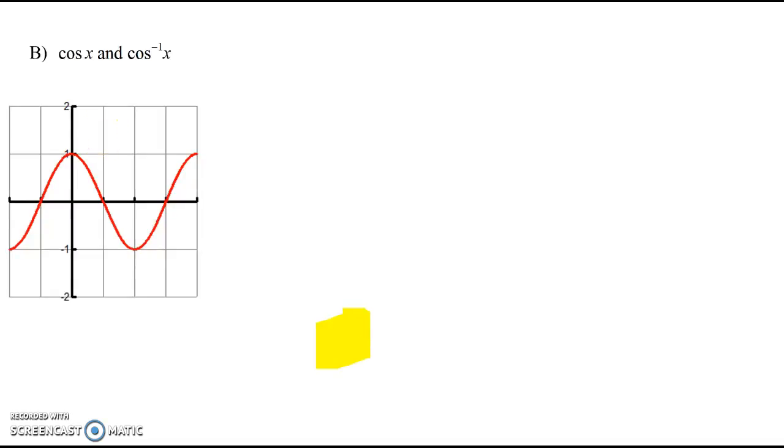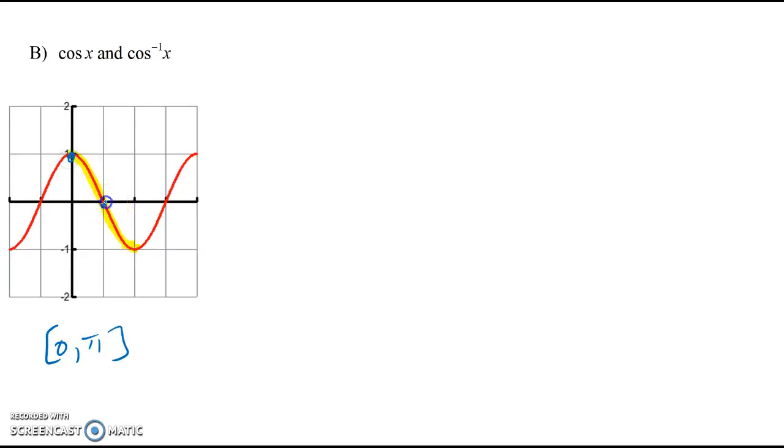So if we look at this graph here, the cosine graph can't use the same interval as the sine graph. If I were to use that same interval and go from negative pi halves to pi halves, that would only give me positive y values. So that's why we end up using a different interval, and we end up using the interval of 0 to pi.